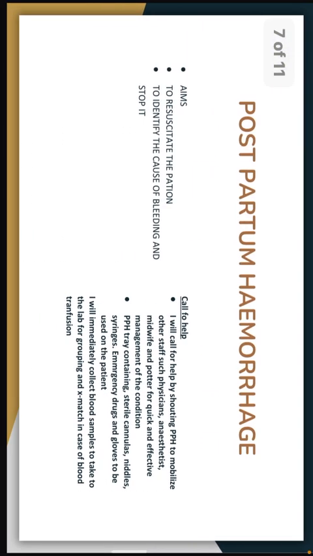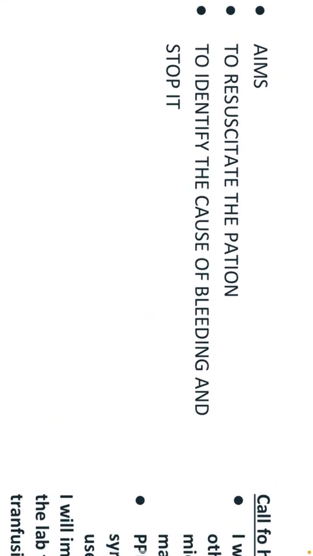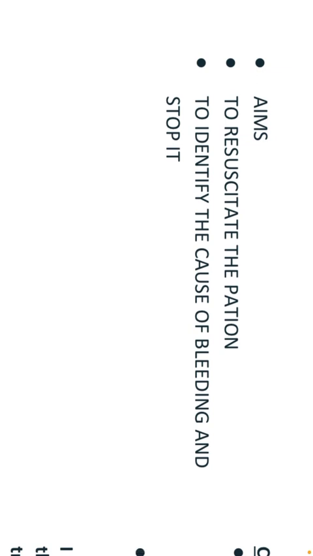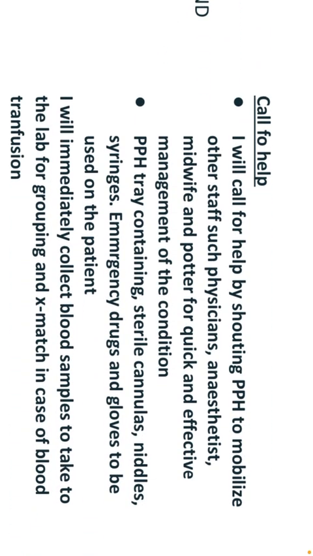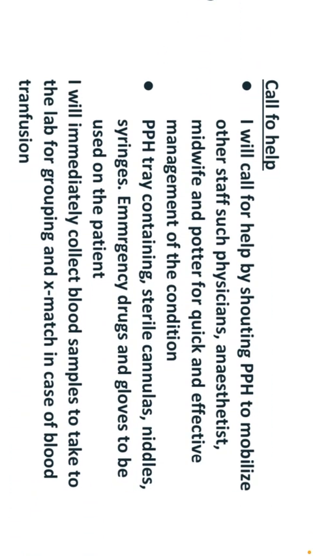So firstly, what will our aims be? The first aim is to resuscitate the patient. Pardon me for the typing error. The second aim is to identify the cause of bleeding and stop it. You can also add a third aim to be safe, and that can be to call for help. Then after your aims are done, the next heading is call for help in the management.